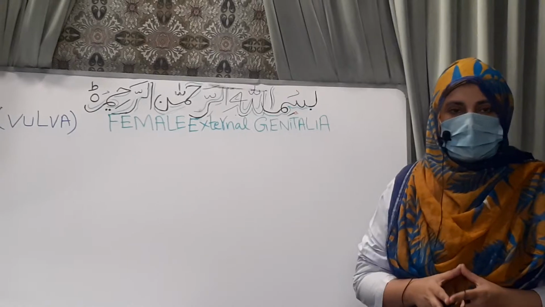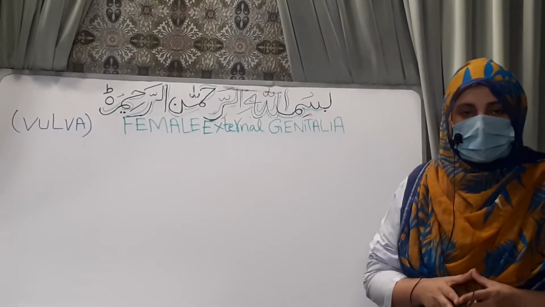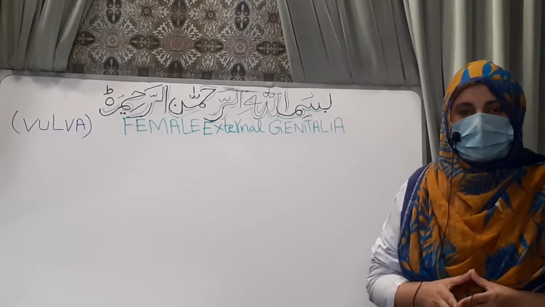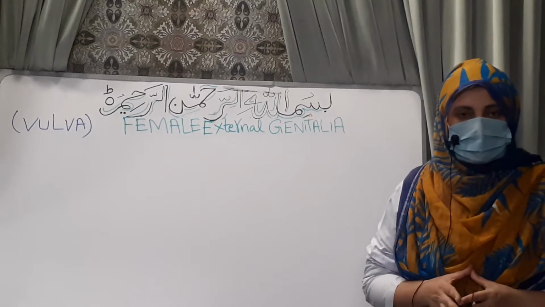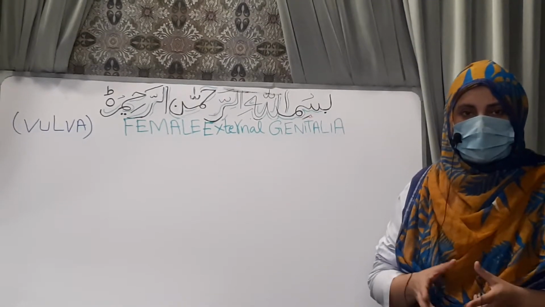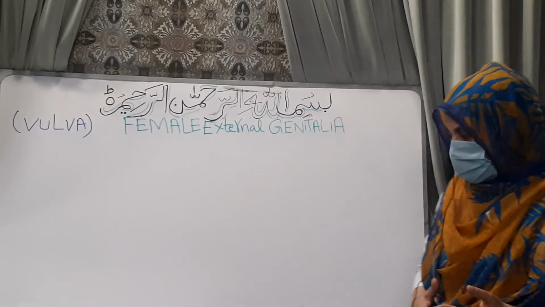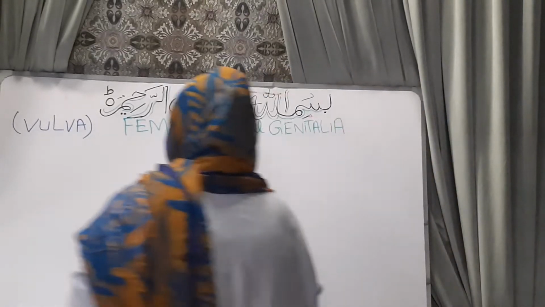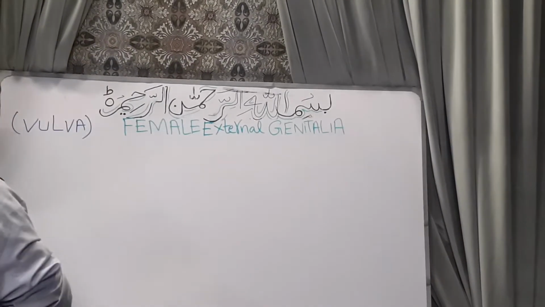Today our topic of discussion is female external genitalia. Female external genitalia comprises 6 external parts. Now I will let you know the names of these parts.